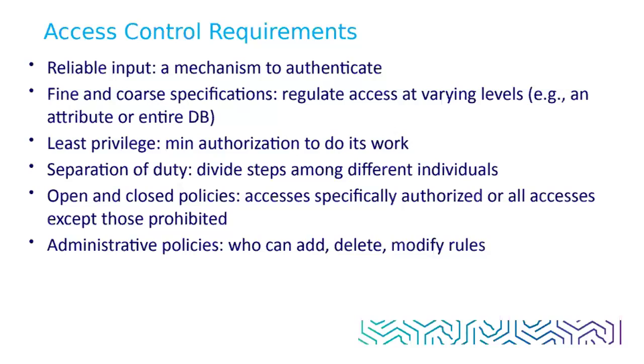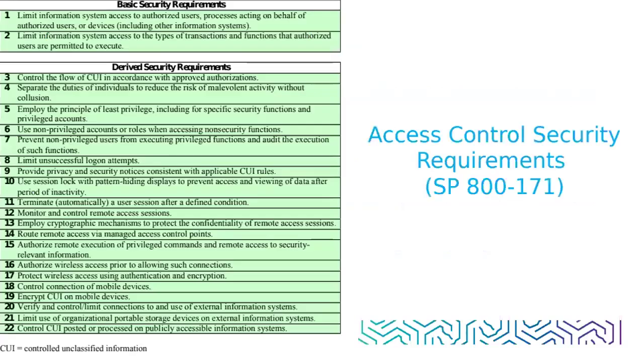So an effective access control system is built on reliable authentication, appropriate authorization, granularity, the principle of least privilege, separation of duties, secure default access policies, and well-defined administrative controls. So now let us see the access control security requirements in SP 800-171.